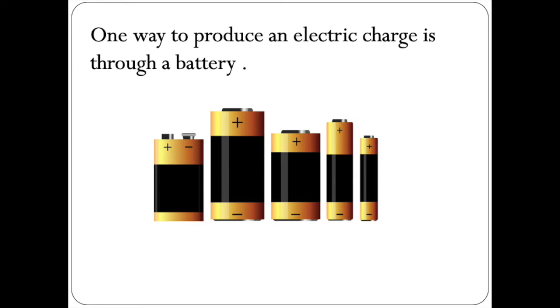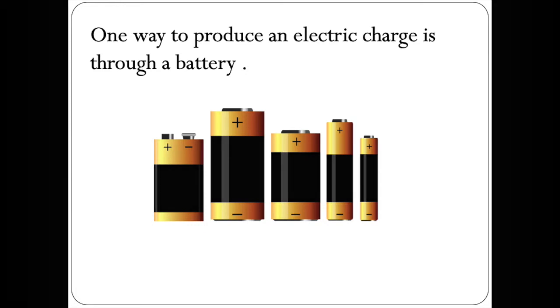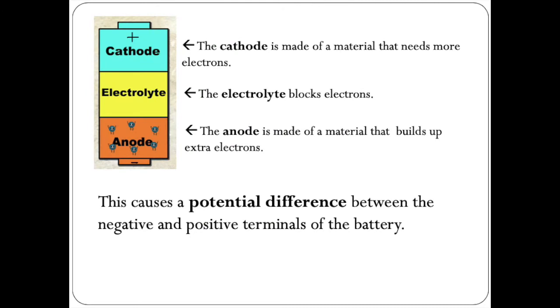One way to produce an electrical charge is through a battery. A battery has two sides. The cathode is the positive side, and the anode is the negative side. This causes a potential difference between the negative and positive terminals of the battery. You may recall from our last unit on energy that the battery contains a form of potential energy called chemical energy. So these chemicals inside create this potential difference between the material at the anode or negative side and cathode or positive side.